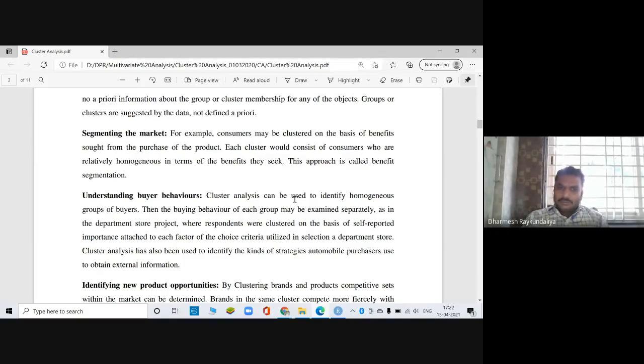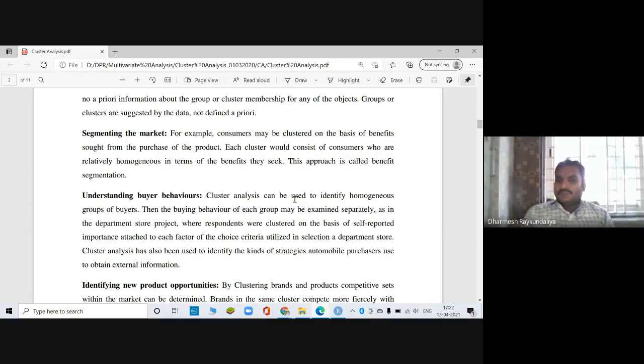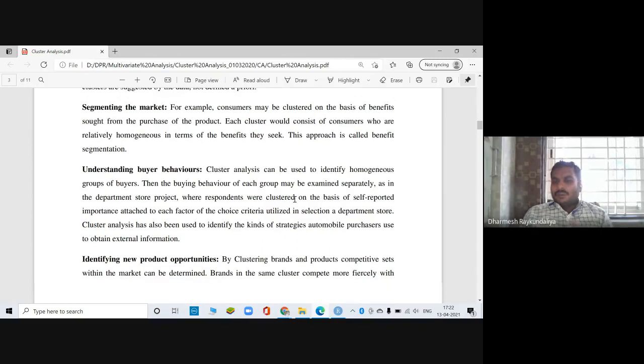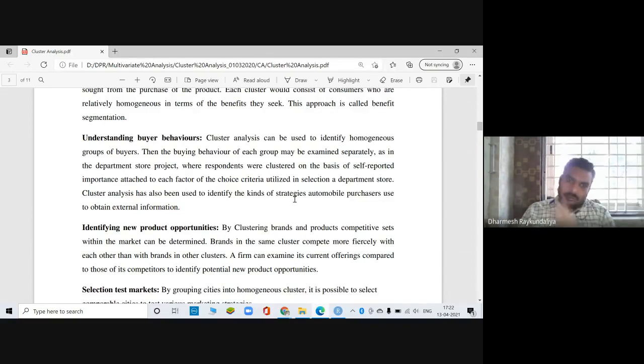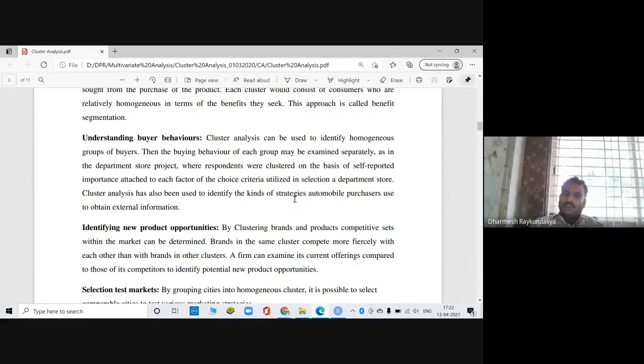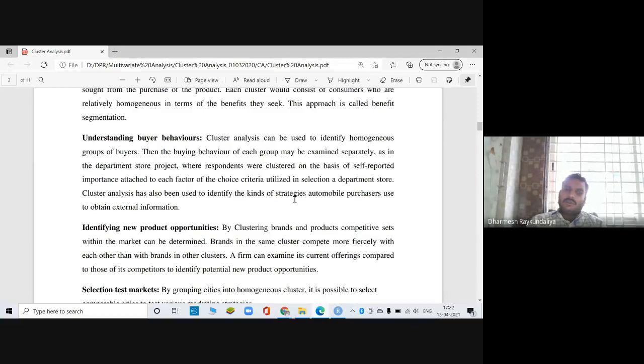Cluster analysis has also been used to identify the kinds of strategies in automobile purchase, as external information. For example, who are the economy-minded customers, who are the luxury-minded customers, or the group of people looking for safety, or the group looking for economy. If you have a group of people who are looking for economy, that means you have to come up with an automobile which is economical in price. So based on this segmentation, you can classify the groups of people, and then you try to study each and every person who belongs to that group.